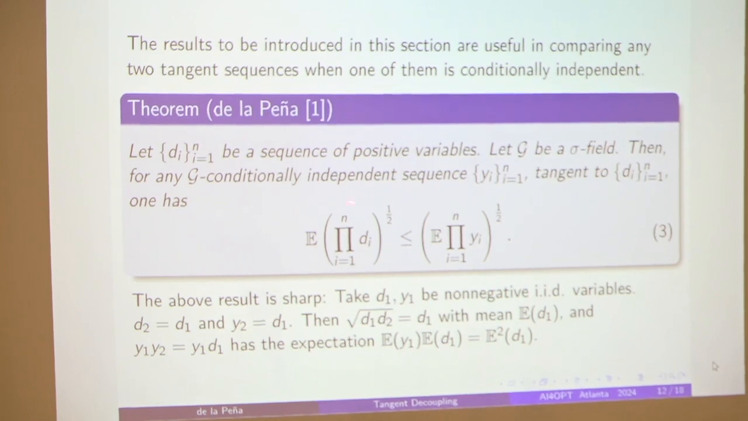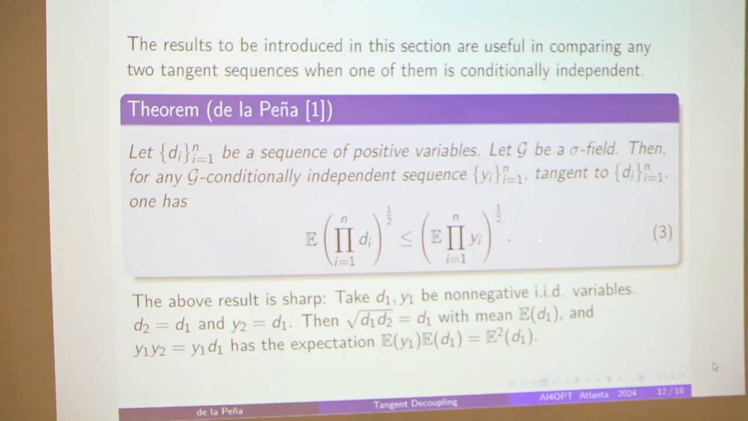Then for any conditionally independent sequence yi tangent to the di's, the expected value of the product of the di's is less than or equal to the expected value of the product of the yi's to the 1/2. So this is helping me decouple a product of dependent variables into a product of independent, conditionally independent variables. And this result is sharp. So that's a best possible result.